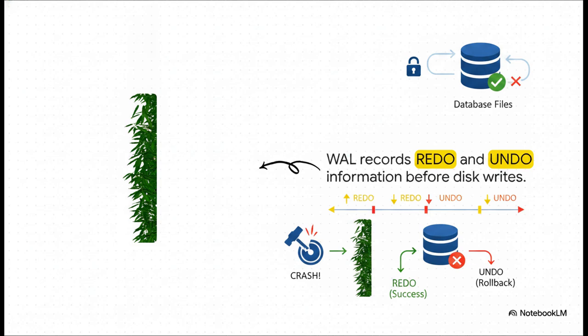Before the database makes any real changes to the primary data files, it writes a sequential record of the changes to a separate log file first. And it crucially records both undo and redo information. That way, if a crash happens, the database just reads this log upon restart. It uses the undo info to roll back any of those incomplete active transactions and uses the redo info to reapply the successful ones that maybe didn't quite make it to the main disk yet.